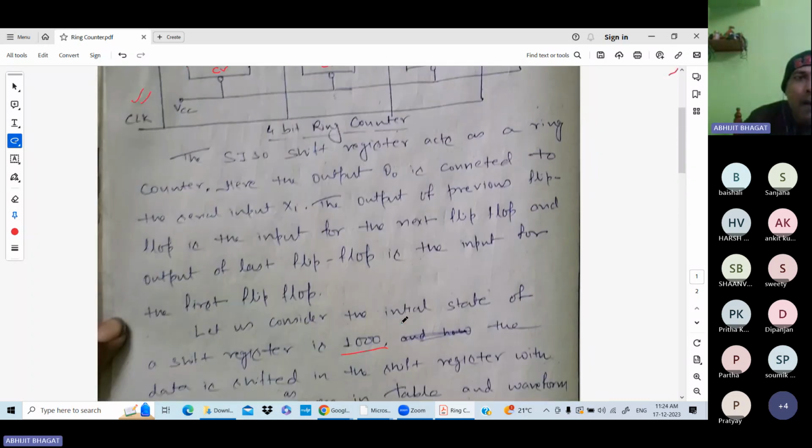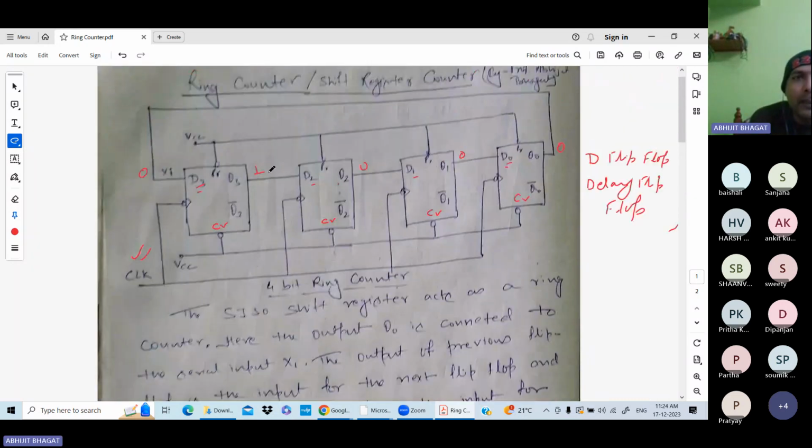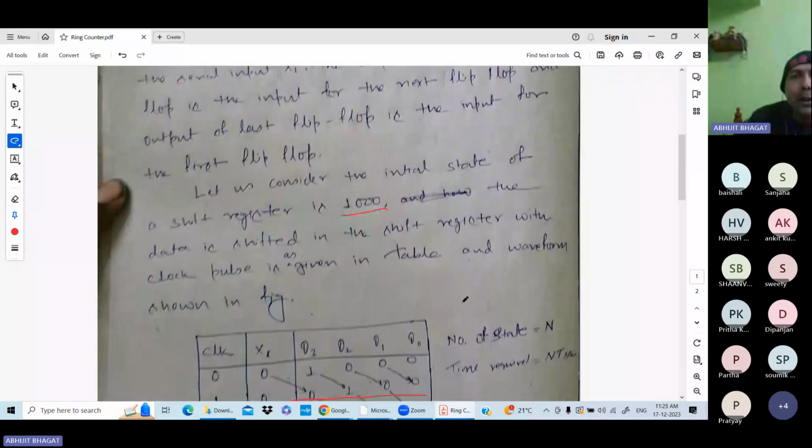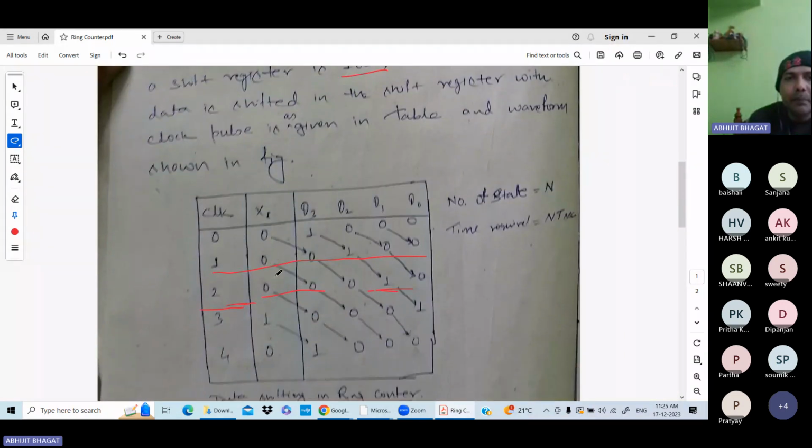So here, after each and every clock pulse, the data will be shifted. This data is shifted to this one, this data is shifted to this one, and this is shifted to this. So this shifting is shown in this table. Clear? After the third clock pulse, here the input is Xi. Okay.